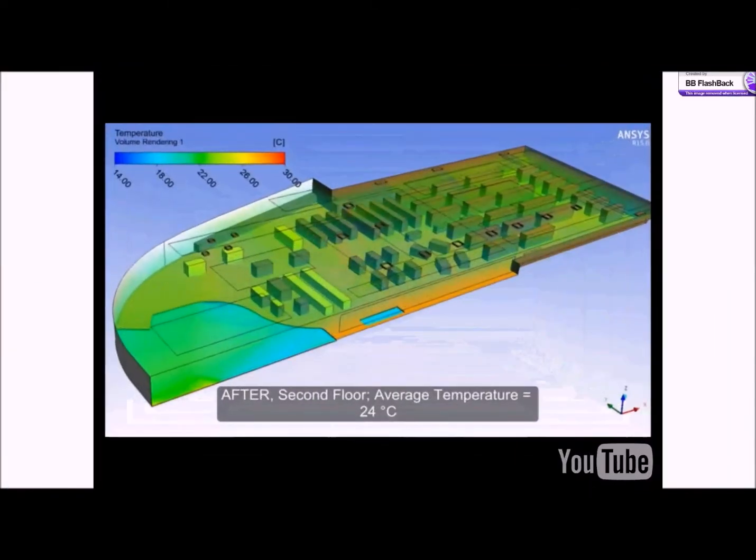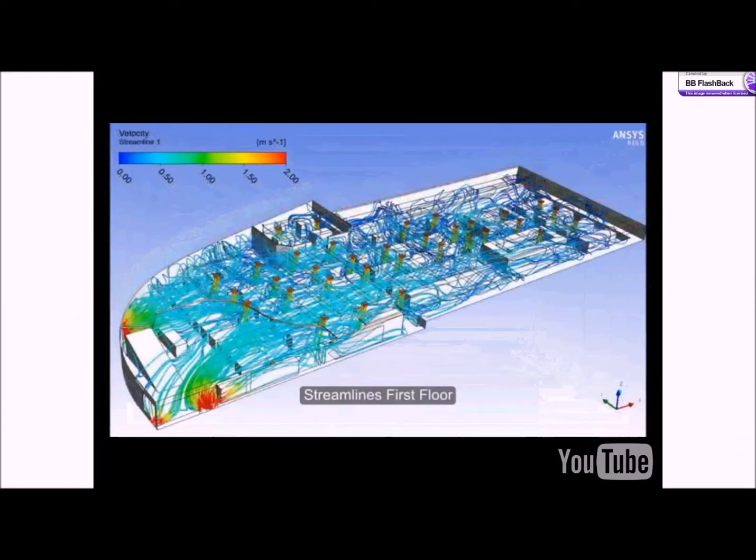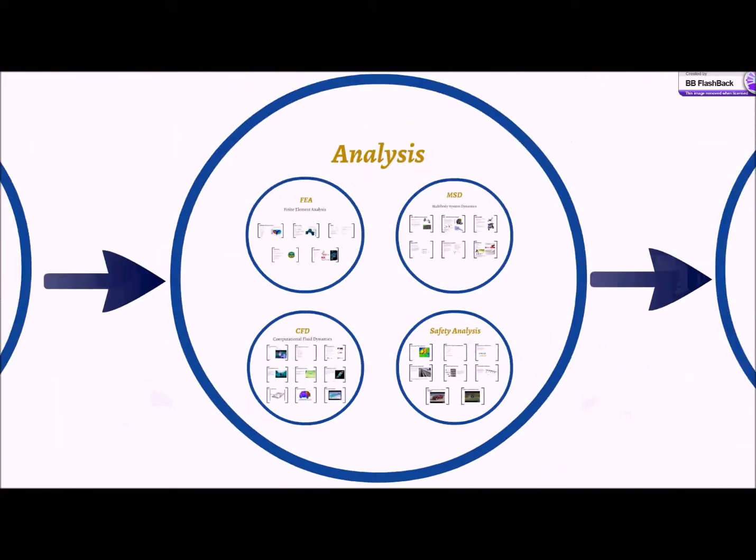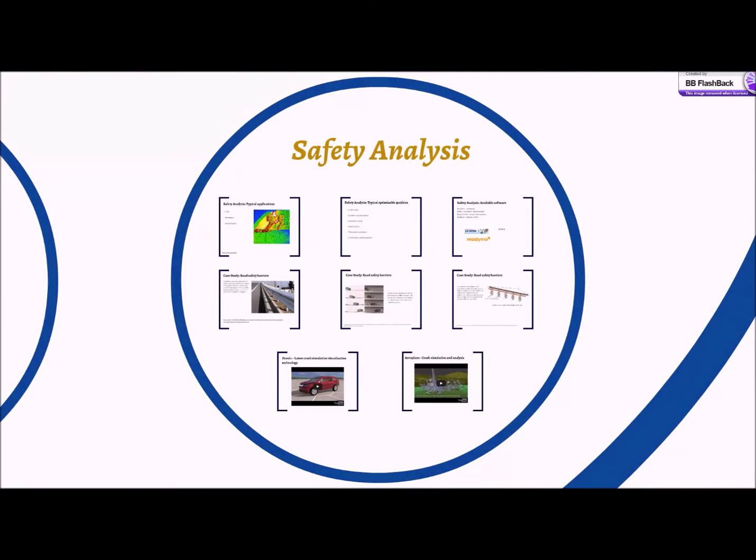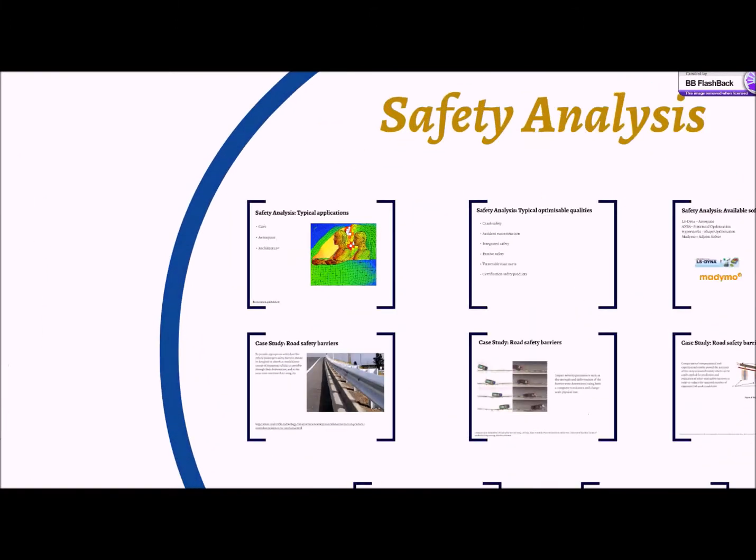Shown here is the analysis of temperature regulation for a large supermarket. This demonstrates a broad scope of engineering disciplines which CFD optimization is used for. Safety analysis is a very important part of all engineering projects since health and safety is always paramount.